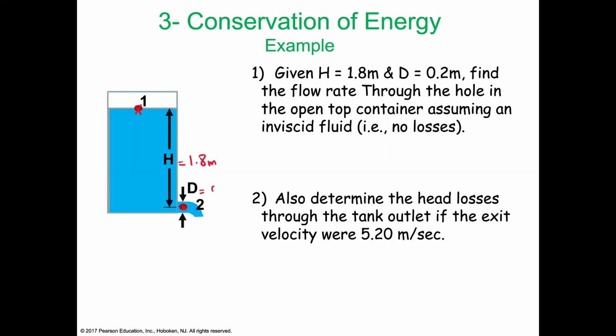It says that H is 1.8 meter. The diameter here is 0.2. And what does it ask? Find the flow rate, which is Q. Or first, you should find velocity. In case you forget the Bernoulli equation: P1 over gamma, Z1, V1 squared over 2G.